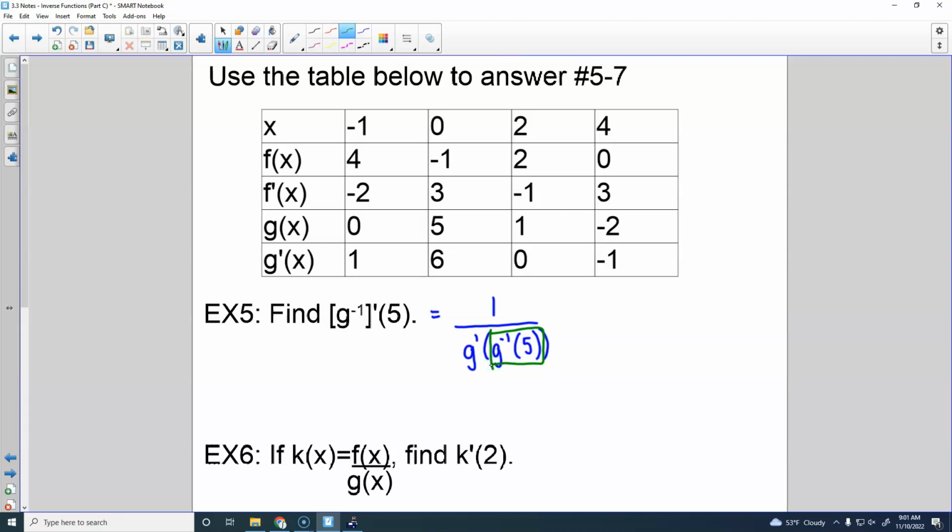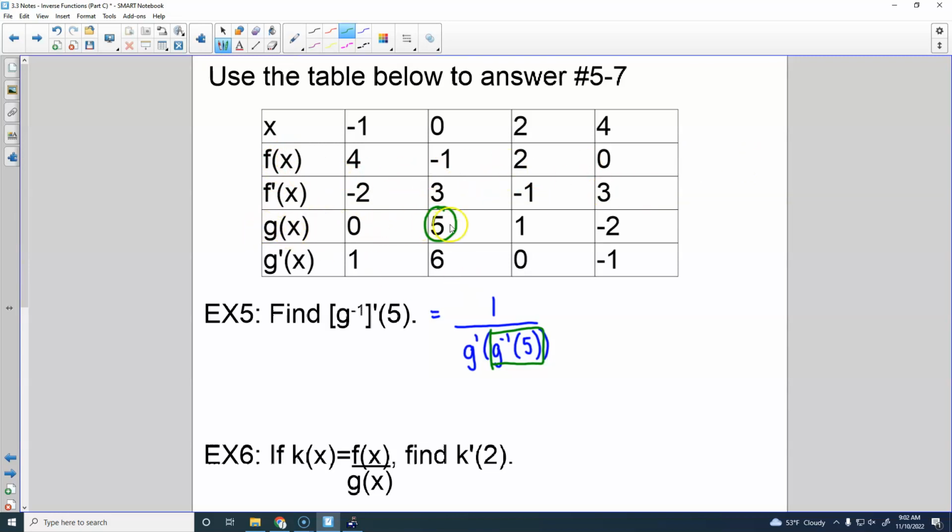Who thinks they know what it is? What do you think, Zach? 0, okay? So it gets a little confusing. We're looking at this line right here. This is your G of X line, which is like your Y coordinates for the G function. You don't use the F stuff at all right here because it's asking you about G.